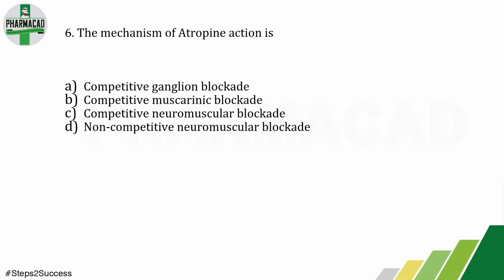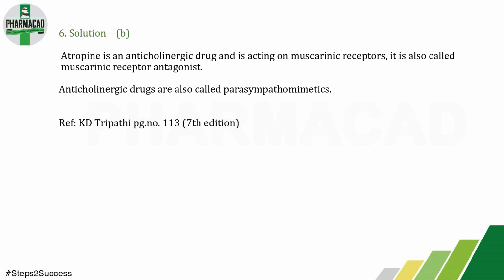Next question: the mechanism of action of atropine is. Here we have four options: competitive ganglion blocker, competitive muscarinic blocker, competitive neuromuscular blocker, or non-competitive neuromuscular blocker. The correct option here is competitive muscarinic blocker.